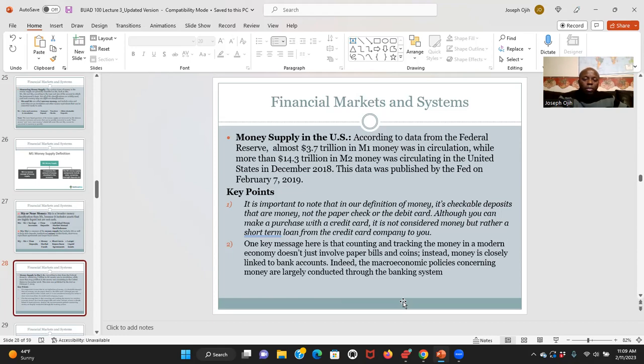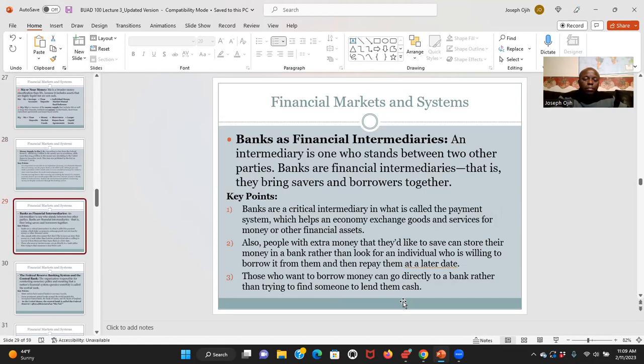One thing is that counting and tracking the money in the modern economy doesn't just involve paper bills and coins. Money is also closely linked to bank accounts. So even if you use a credit card, debit card or checks, they are all linked to your bank accounts. Okay. Now, this leads us to the next concept, which is looking at banks as financial intermediaries.